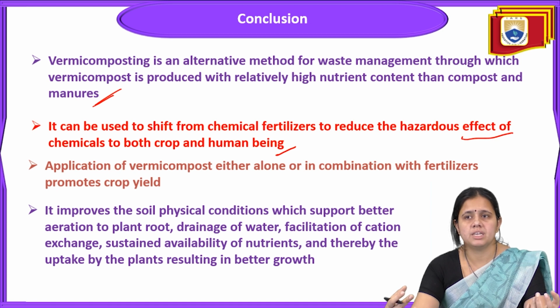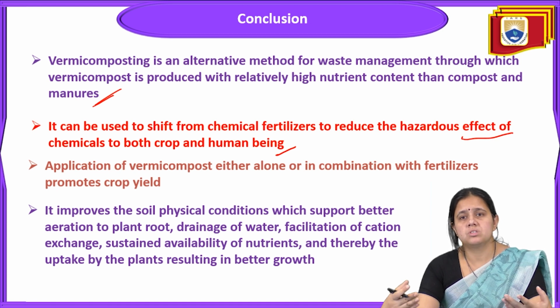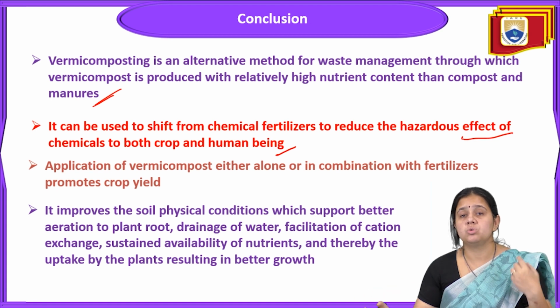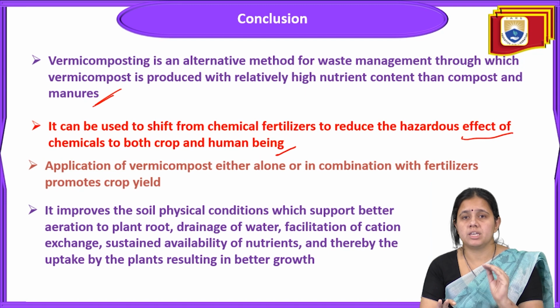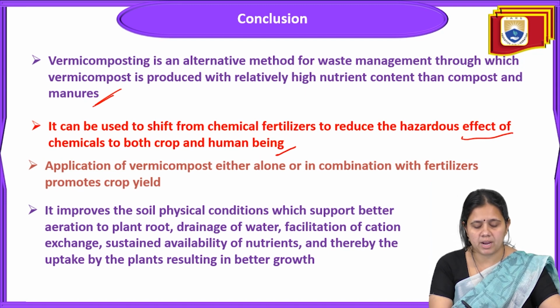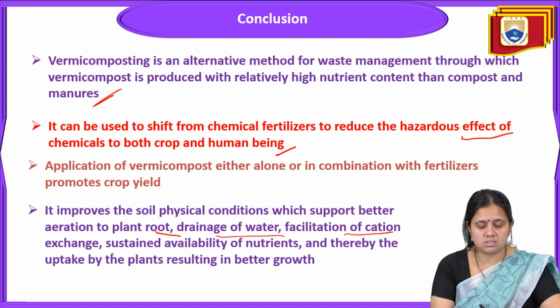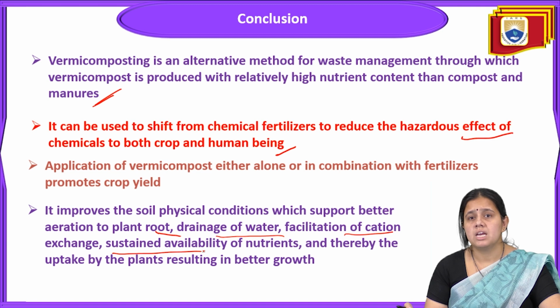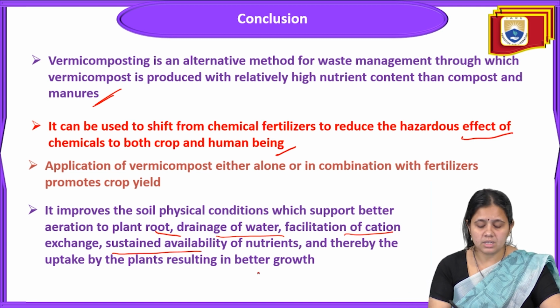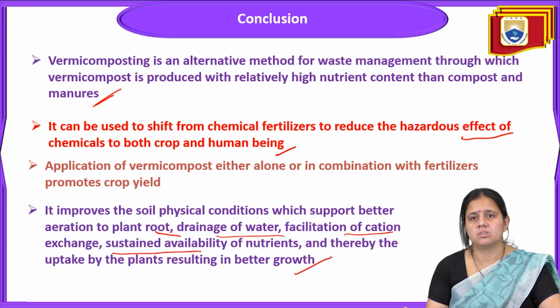Vermicompost can be used with some fertilizer, or it can be used alone. So what does it do? It improves the soil physical condition, which supports better aeration to plant roots, drainage of water, facilitation of cation exchange, sustained availability of nutrients, and thereby the uptake by plants, resulting in better growth.